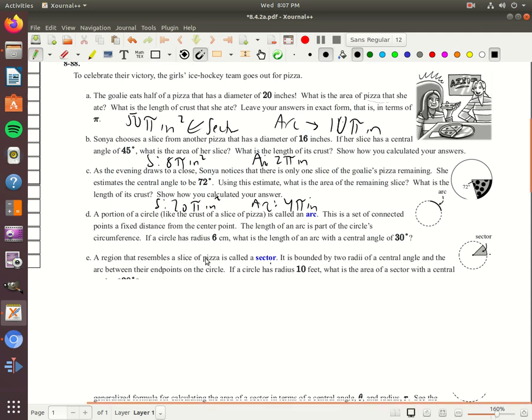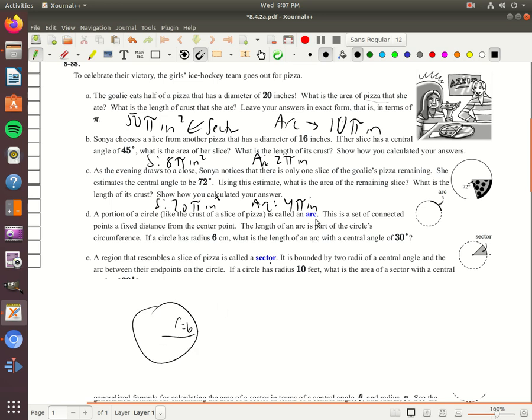Okay, so on D, a portion of a circle like the crust of a slice is called the arc. This is a set of connected points from a fixed distance. There we go, there's the arc. The length of an arc is part of the circle's circumference. If a circle has a radius of 6, the length of the arc would be 30 degrees. I'm sorry, what is the length? So we have a radius of 6.